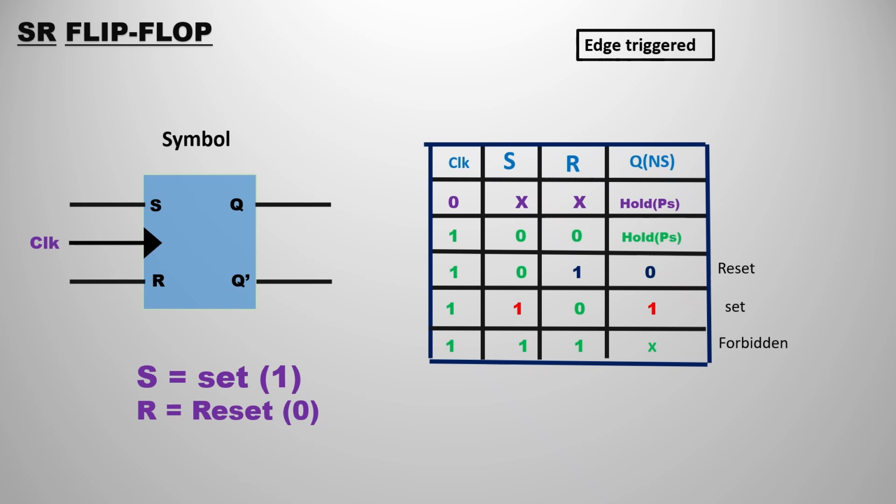SR means S is set and R is reset, so we can simply say set-reset flip-flop. This is the block diagram and this is the truth table for the SR flip-flop.